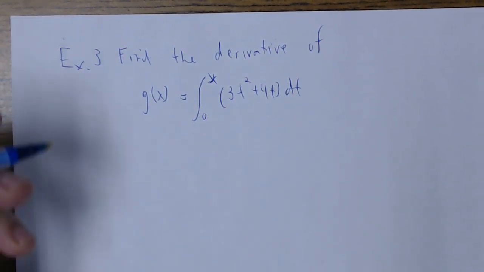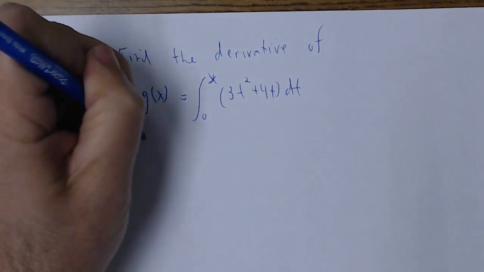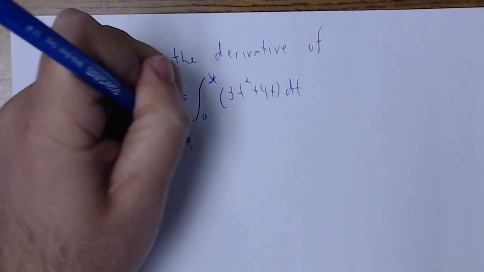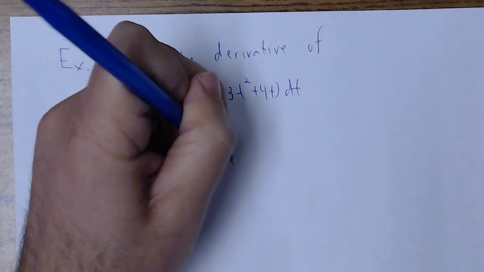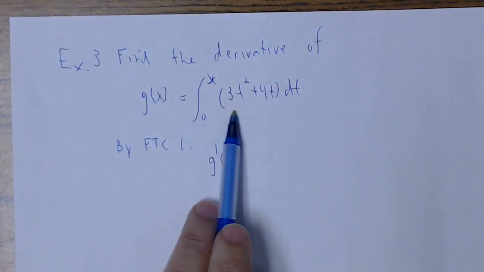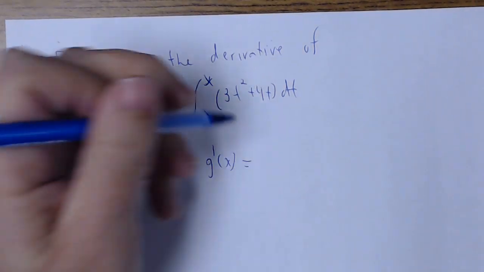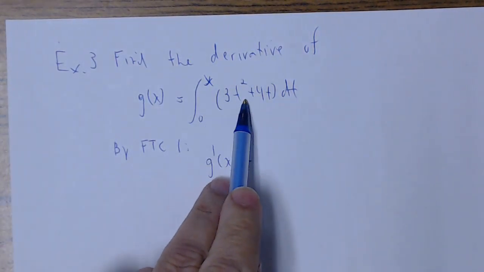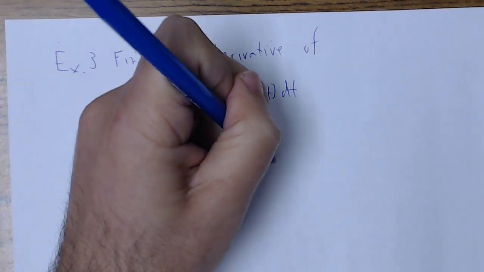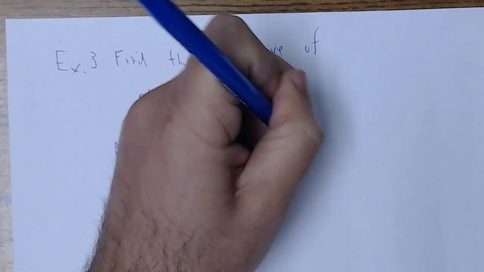I would say, look, by FTC1, what do we get? G prime of x is the derivative of the antiderivative of this guy, which brings me back to this, except this just changes my variable from t to x. So it should be 3x squared plus 4x.